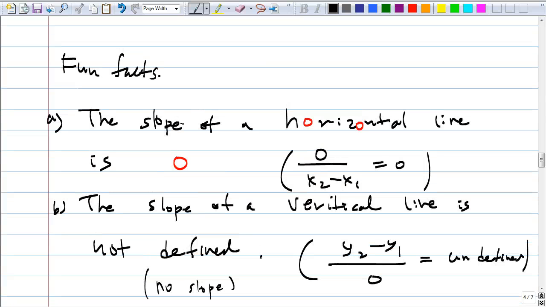Okay. And as you can see, it's rise over run. There is no run, so therefore the denominator is always going to be 0 for a vertical line, right? Think about it. Vertical line, there is no run. There is rise if you pick 2 points, but there is no run.